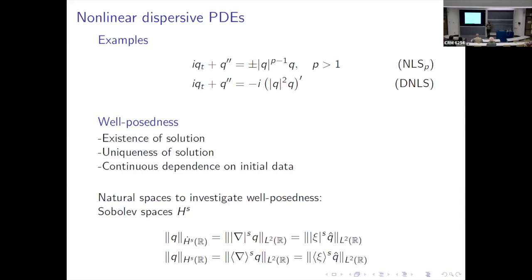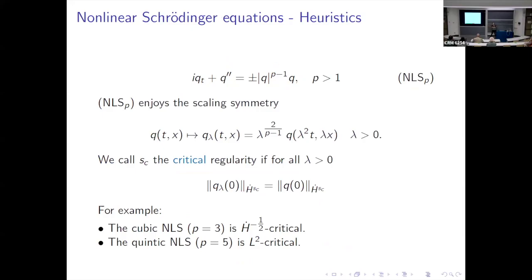Okay. And why are these natural spaces to investigate well-posedness for these equations? Well, for one, the linear problem is well-posed there. We saw that we have conservation of all of these norms, right? So now I want to show you some heuristics about how to start investigating well-posedness for such a problem, starting with the power type nonlinearity Schrodinger equations. When you give me an equation like that, the first question I ask is, do I have any symmetries? And in particular, do I have a scaling symmetry? For equations like that, I do.